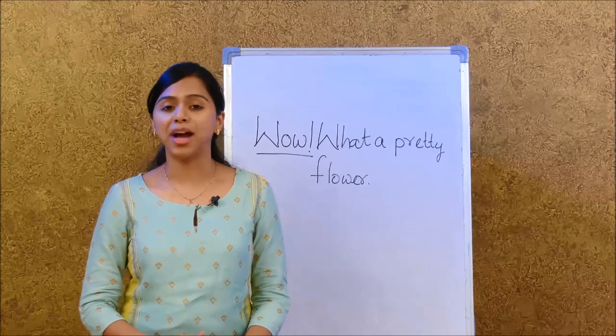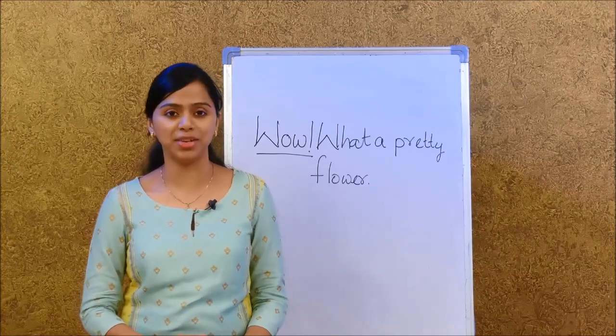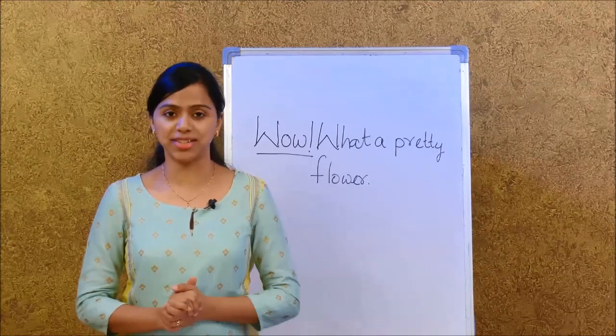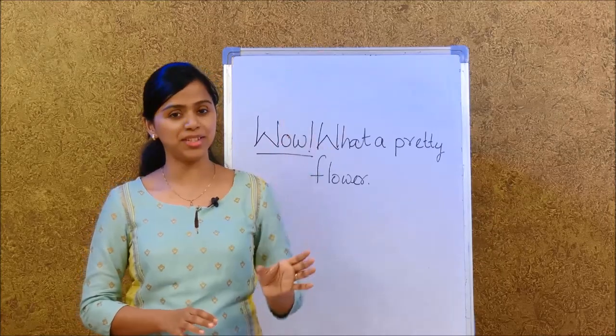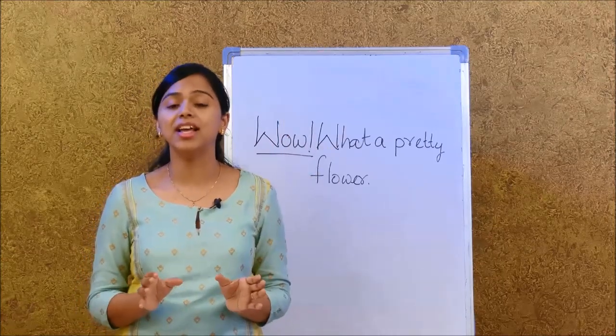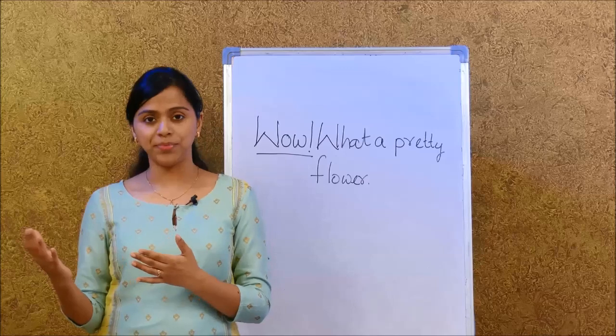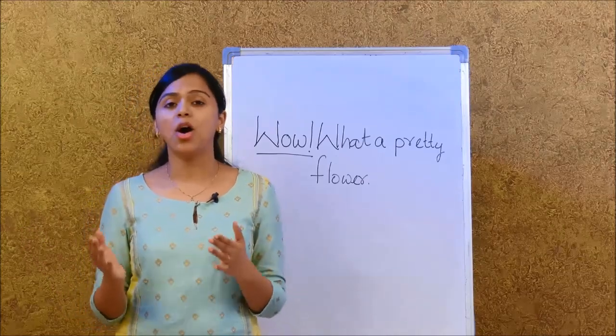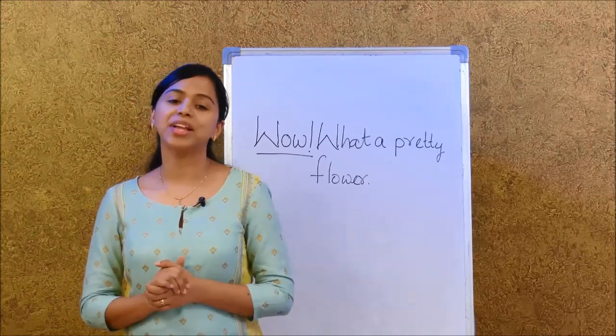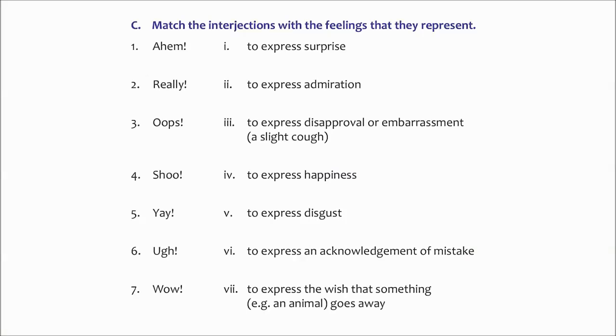Now, today we learnt about interjections. So we have to match the following which have been given based on these interjections. So there are few words that we use here, and you have to tell, looking at the other column, the meaning of these words. Okay? Let's try if you can do it right. The first one is aham. So here it is. The third one, to express disapproval or embarrassment. It's like a slight cough.